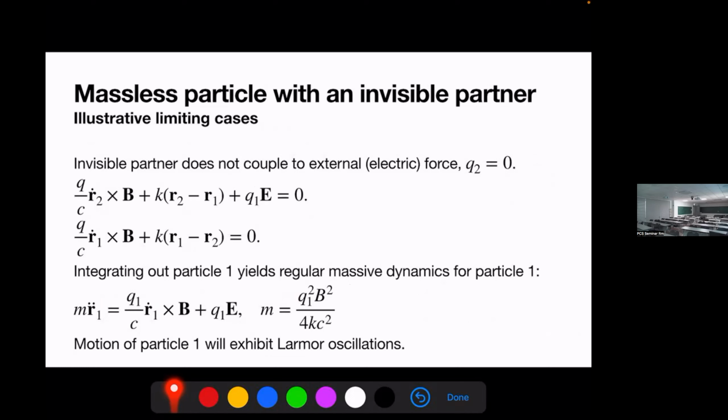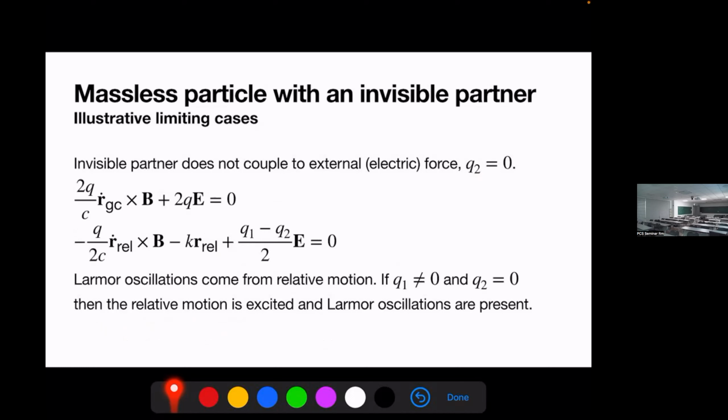Now, let's consider a couple of illustrating examples. One in which the visible particle couples to the electric field, but the invisible one does not, so its charge is 0. So here are the two equations. The visible particle has a coupling to the electric field, and the invisible particle does not. So you integrate out the invisible particle, and your visible particle has a very simple dynamics. Mass times acceleration equals the Lorentz force plus the force from the electric field, and there are no funny terms. So this should exhibit Larmor oscillations, and the dynamics will be massive, as we will conclude.